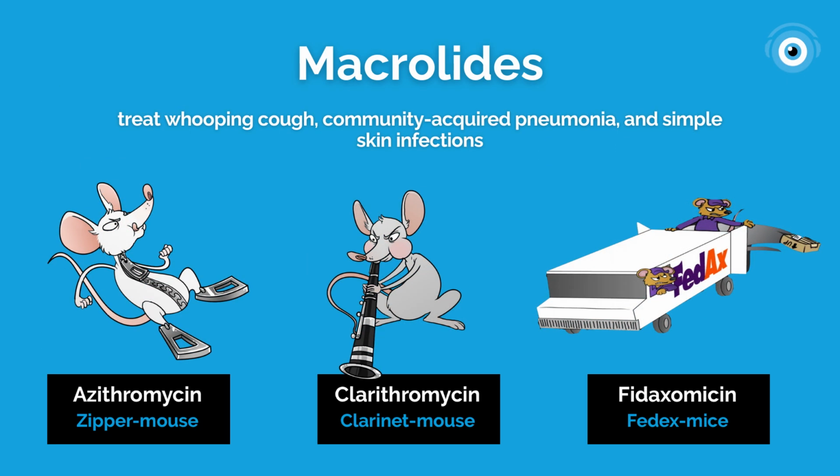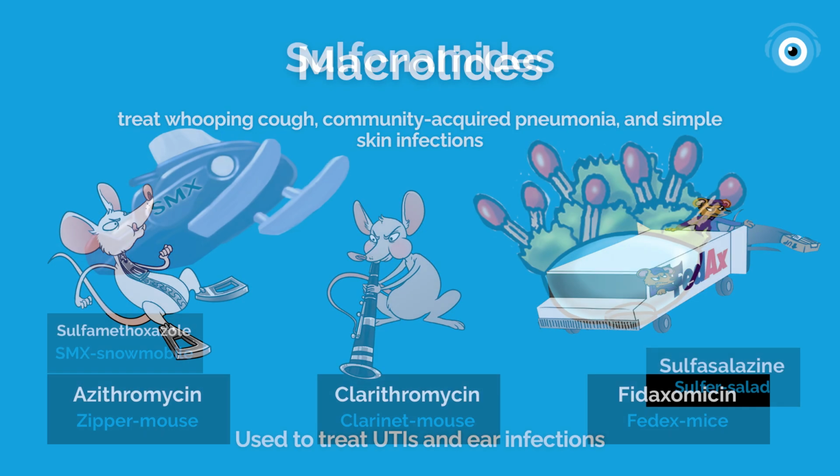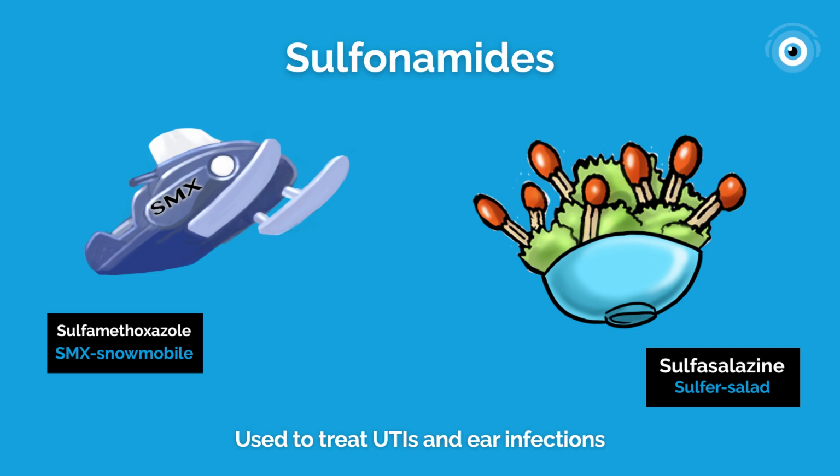Next, we've got macrolides. Macrolides often treat whooping cough, community-acquired pneumonia, and simple skin infections. We have azithromycin, clarithromycin, and fidaxomicin. Next, we've got sulfonamides. So sulfonamides treat UTIs and ear infections. We've got sulfamethoxazole and sulfasalazine.